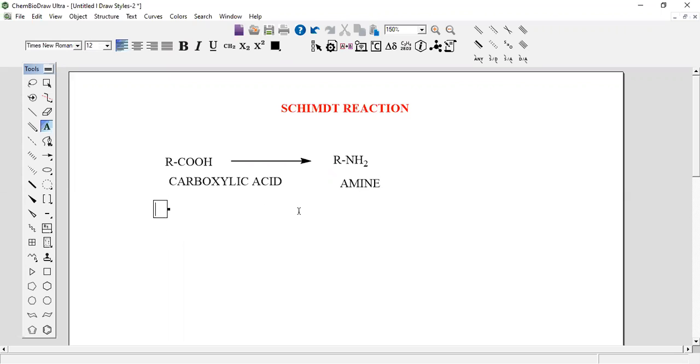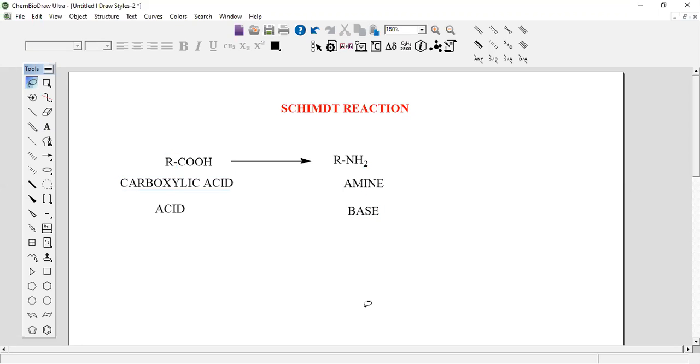Now another important thing. What is the nature of RCOOH? It is an acid. Then what is the nature of amine? Basic. So we are preparing a basic amine from an acidic carboxylic acid, isn't it? Then what are the different reagents we can use in this case?